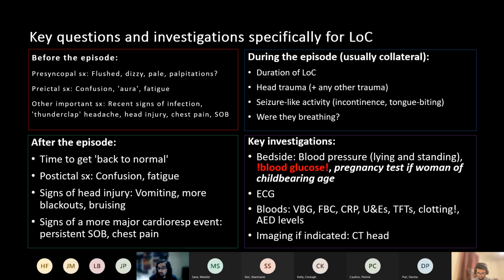If the patient's still short of breath or has chest pain, they might be peri-arrest again. So just because they've come back from cardiac arrest doesn't mean that they're out of the woods. They still might deteriorate again.